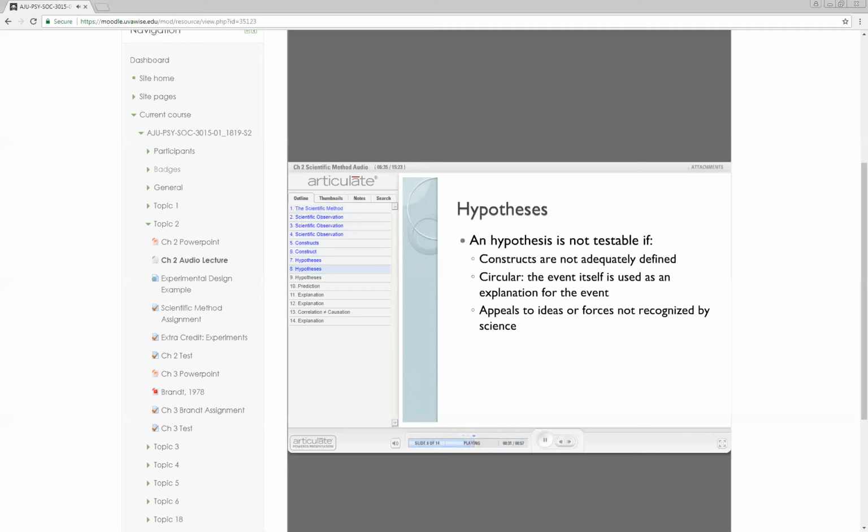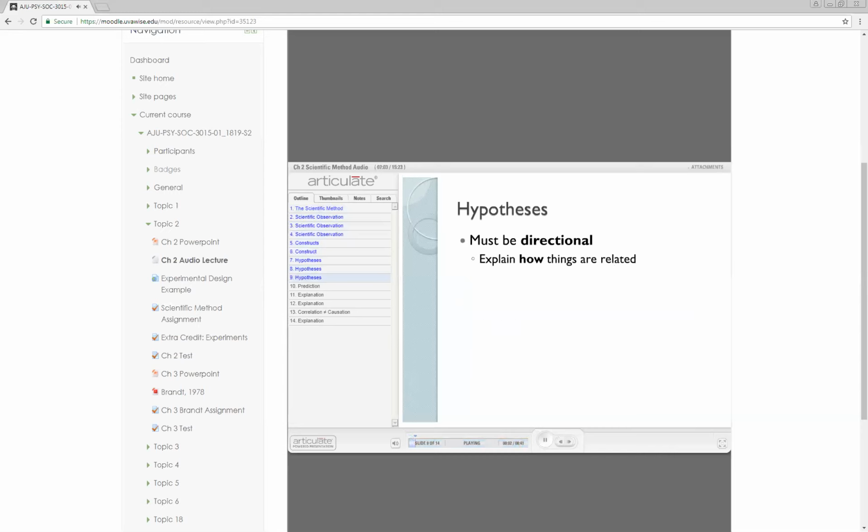So, shy children have bad peer relationships because shy children are often alone. This is a circular explanation because being often alone is part of the definition of being shy. The final component that makes a hypothesis not testable is if it appeals to ideas or forces not recognized by science. "People are controlled by the devil" is not a good explanation or a good hypothesis.